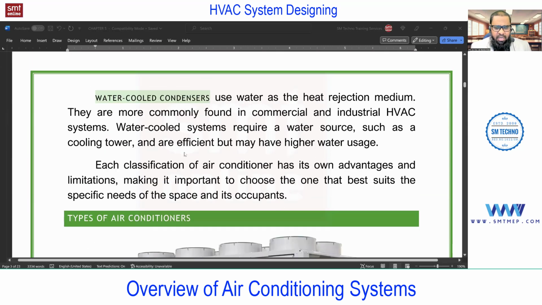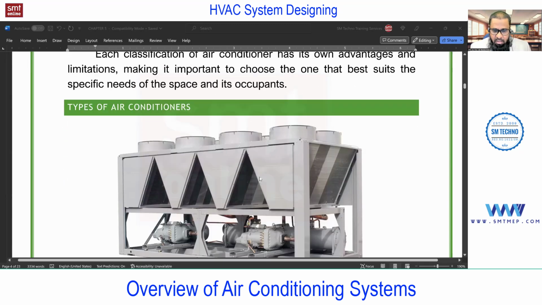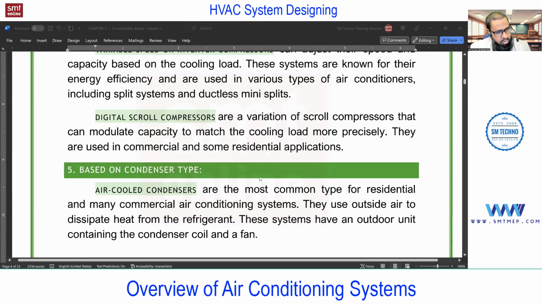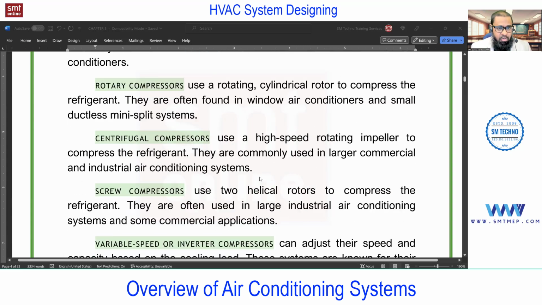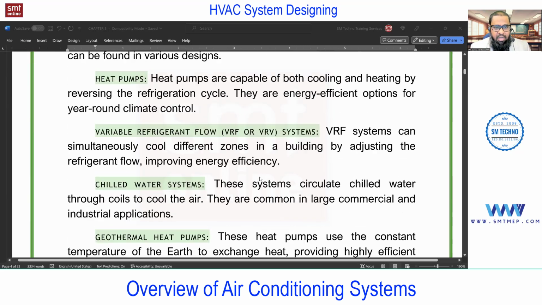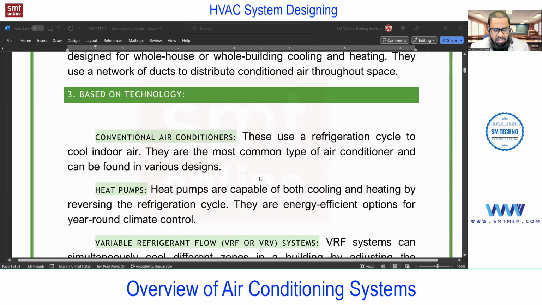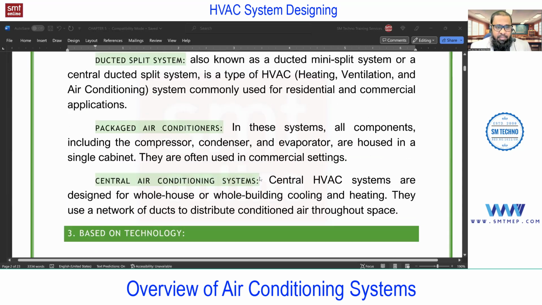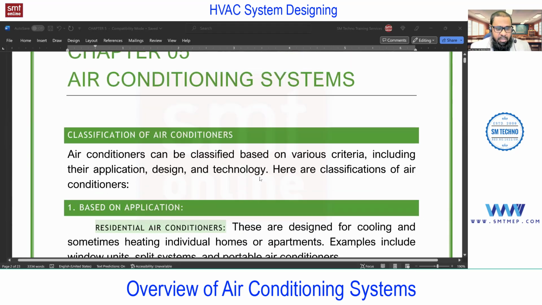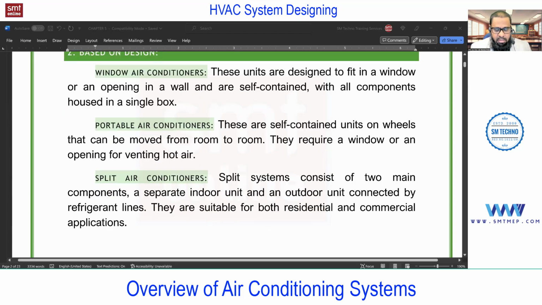Next, I'm just giving the idea. At this level you may not get these points. When we discuss all these types in detail, you'll get the clear picture. So this was just a general classification according to the compressor, according to the technology, according to the design, according to application, etc., before dealing with the different types of system. Okay, so all the systems can be classified in this manner.